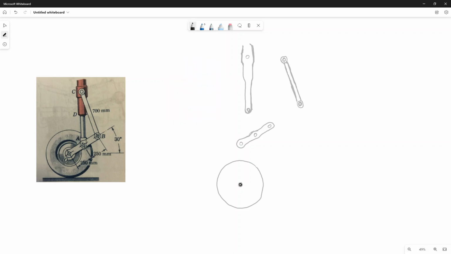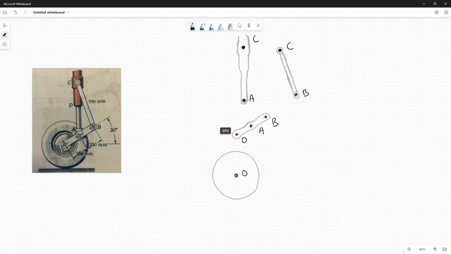So this is the point O. This is O, A, and B. This is B on this element. This is A on this element, and C and C. Okay, so we have all our elements and our pin connections. And what we know is that the weight of the plane is 24.